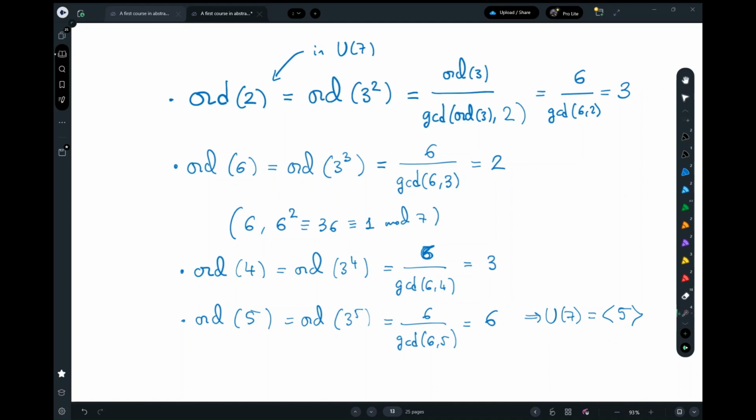Okay, so that's it for today. And next time we're going to start with a different type of groups, which are called permutation groups.